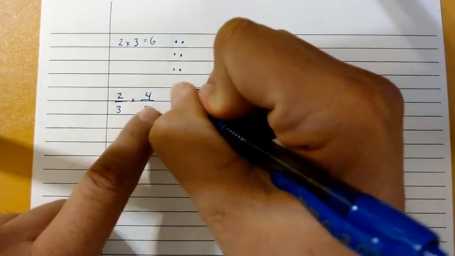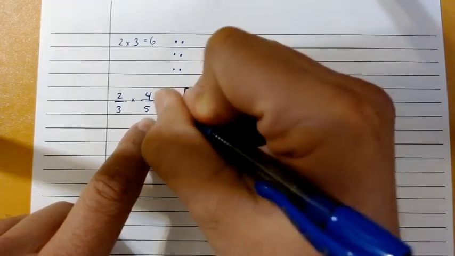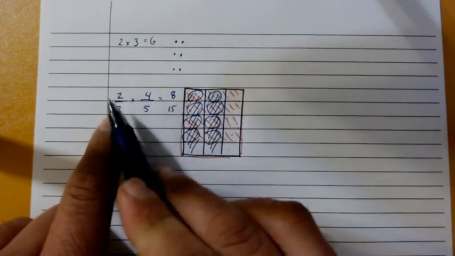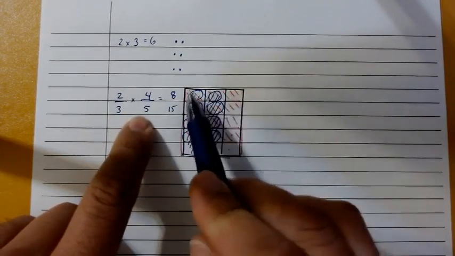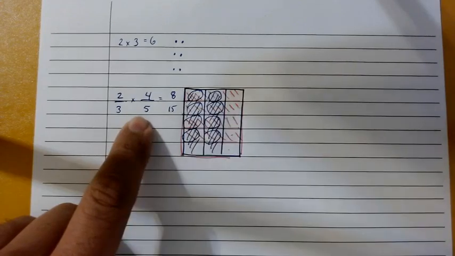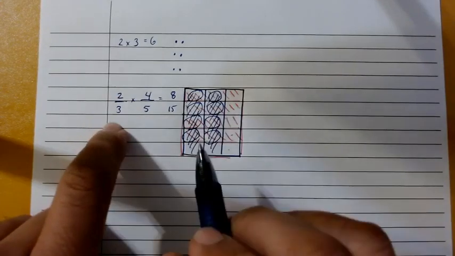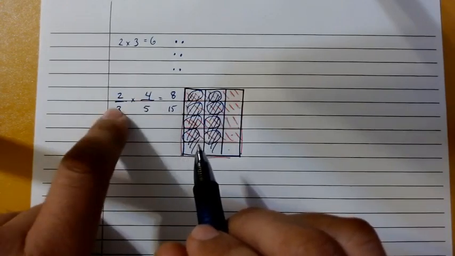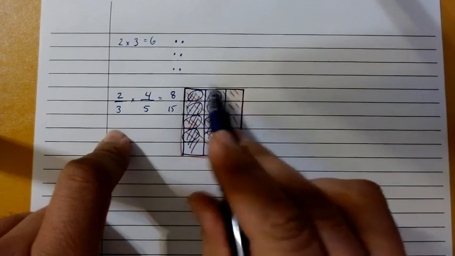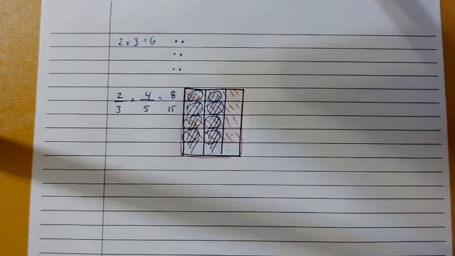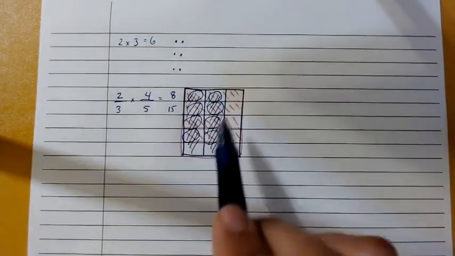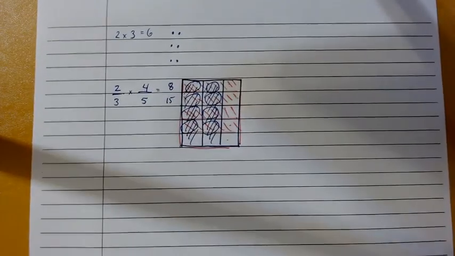2 times 4, 8. 3 times 5, 15. That's what we're looking at when we multiply fractions. We're saying if we take both fractions and at the same time cut up our portion, what do they both do at the same time? If I have 2/3 of an object and I take 4/5 of that 2/3, how much did I end up with? Well, I ended up with 8 out of a total of 15. It's a little bit more involved than 2 times 3 equals 6, but it still can be thought of as a physical thing.